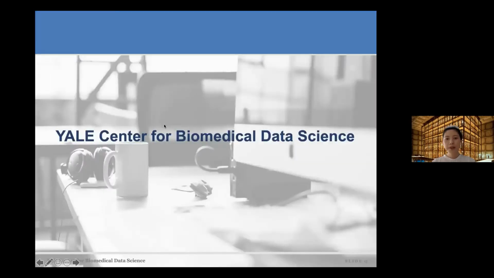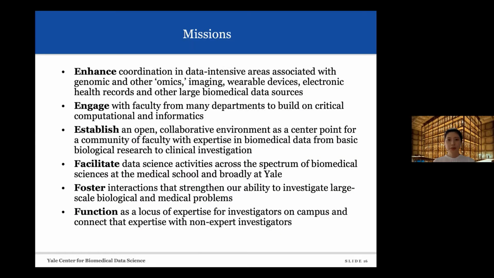And a brief introduction to what's going on at the Yale Center for Biomedical Data Science. We aim to really establish an open and collaborative environment and platform for people with different backgrounds, the principal investigators, the trainees, the students and staff, all getting together and leveraging their expertise in various biomedical data science fields, from both basic biological research to clinical investigation.